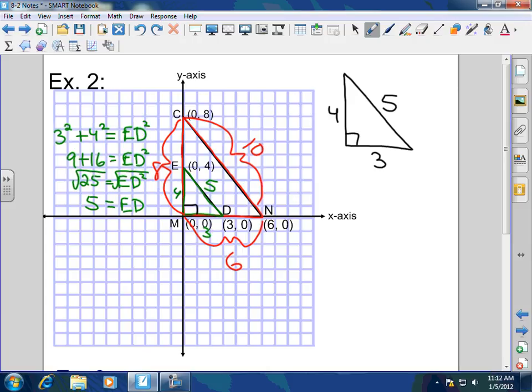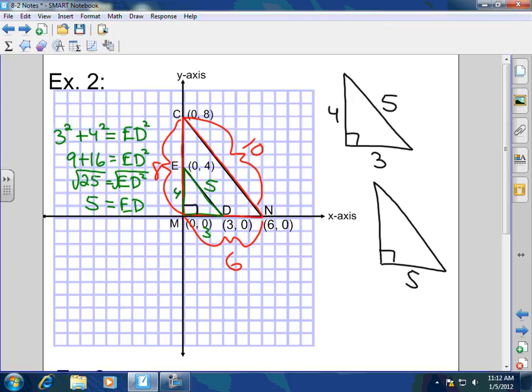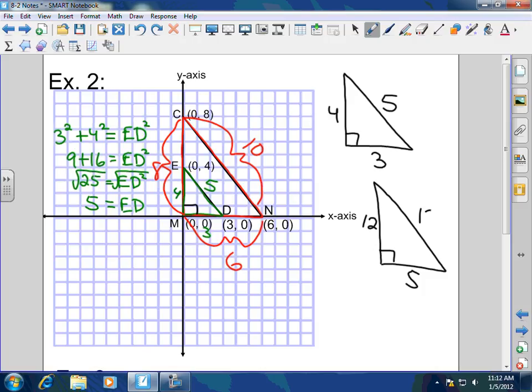So that's a dilation. And again, it's really good to know the Pythagorean triples. A couple of popular ones are the 3, 4, 5. You also have a very popular one that is 5, 12, 13. You also have another very popular one that I believe is 7, 24, 25. Those three are really good to know.